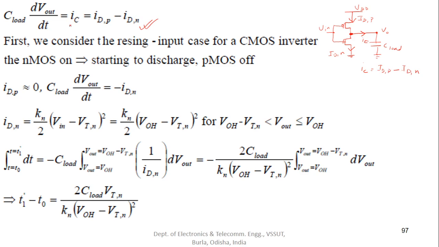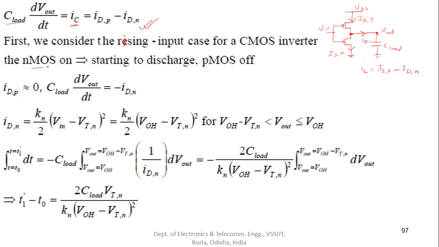We also know that I is equal to C dV by dt. So apply this formula here: IC becomes C load dVout by dt, where the voltage we are taking into account is this particular voltage, V output. So apply KCL here and you will get this equation. First we consider the rising input case for a CMOS inverter, the rising input case.